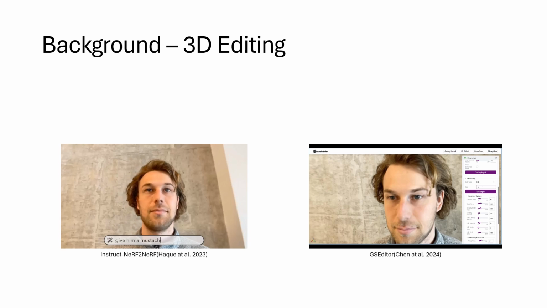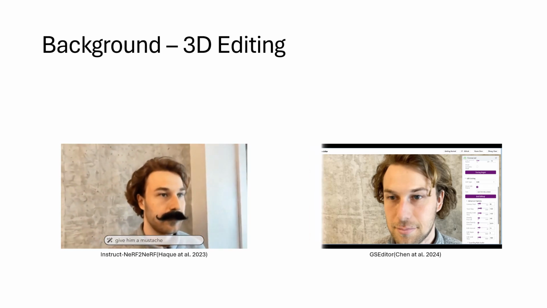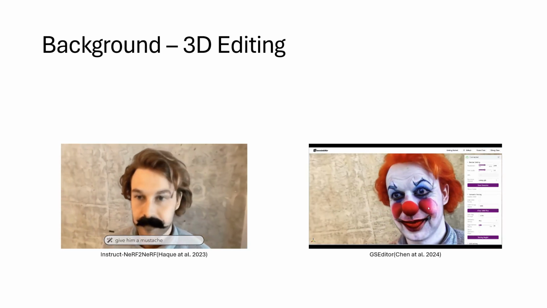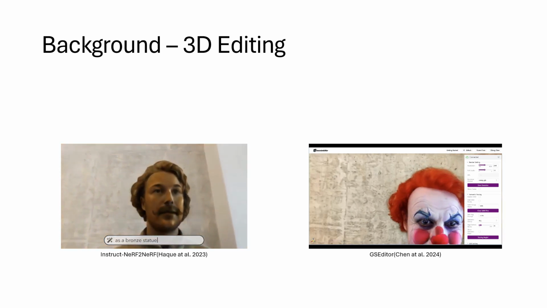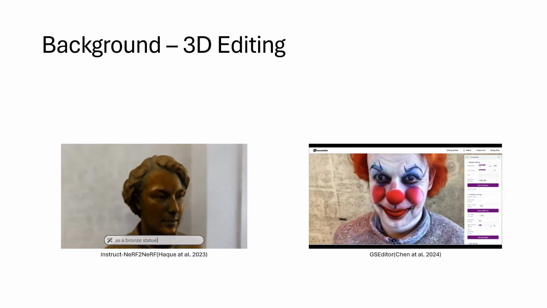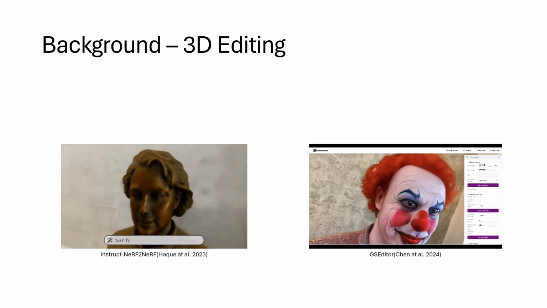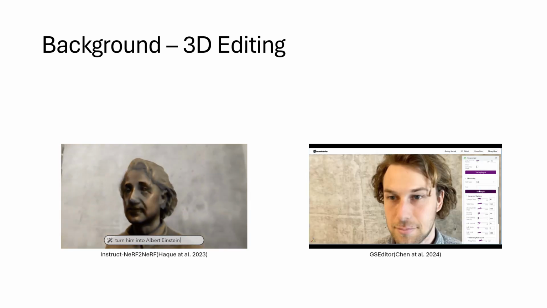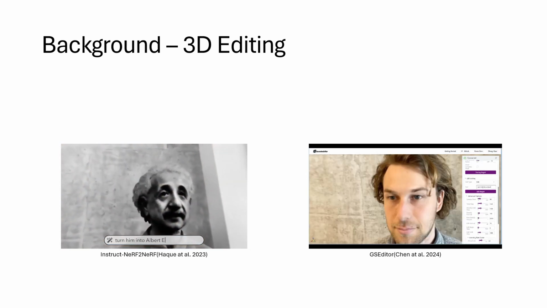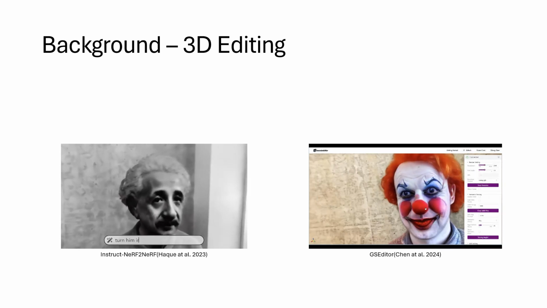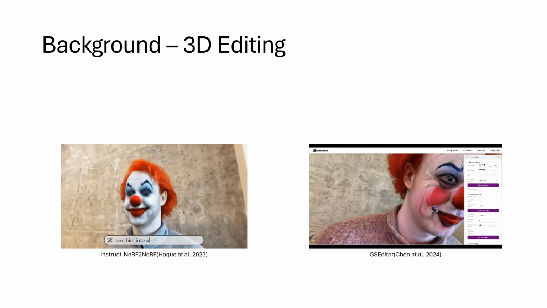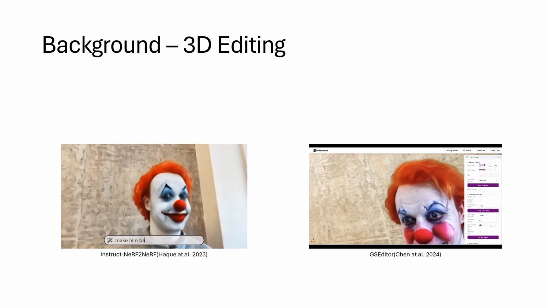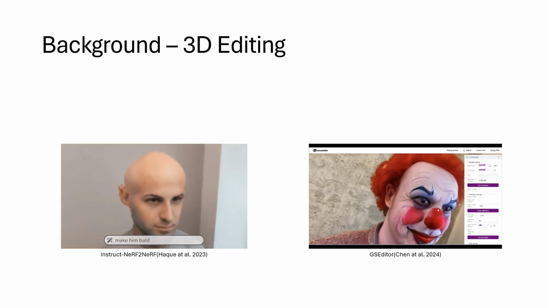Instruct NeRF to NeRF introduced a text-based editing approach for NeRF scenes by leveraging an image-conditioned diffusion model to generate new images based on a scene's NeRF and its original input images. These generated images iteratively update the training dataset, guiding the NeRF to converge toward the desired edits. Similarly, Gaussian Editor extended this concept to Gaussian splatting, enabling text-driven modifications to Gaussian representations for novel view synthesis.